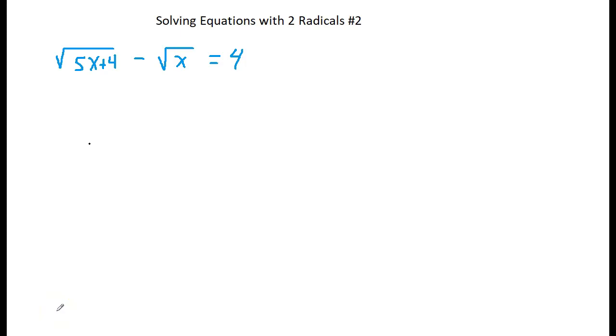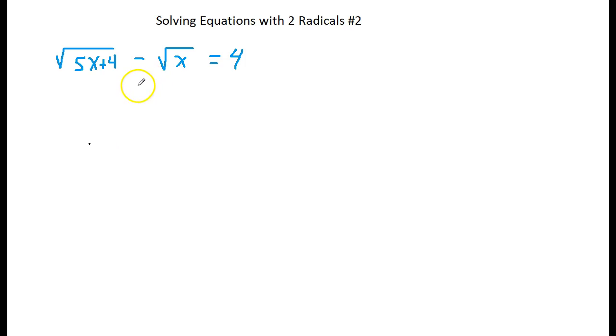All right, we are on our second video of solving equations with two radicals. This time, we don't have just one radical on each side of the equal sign. We have two separate radicals. They're both on the same side, and there's a minus between them, equal to a number. Now, these are not as nice. They can actually be long at times.